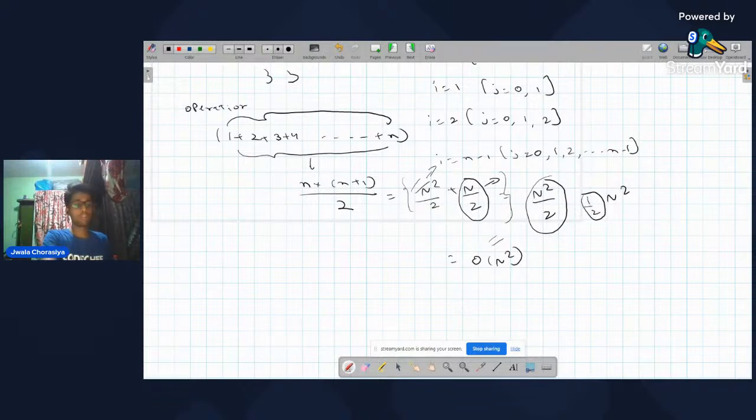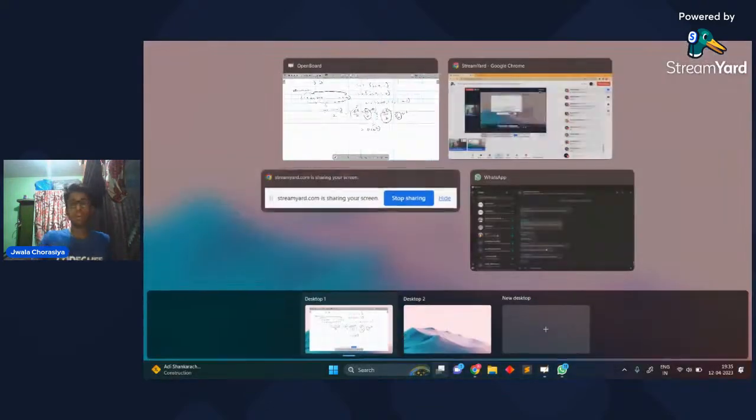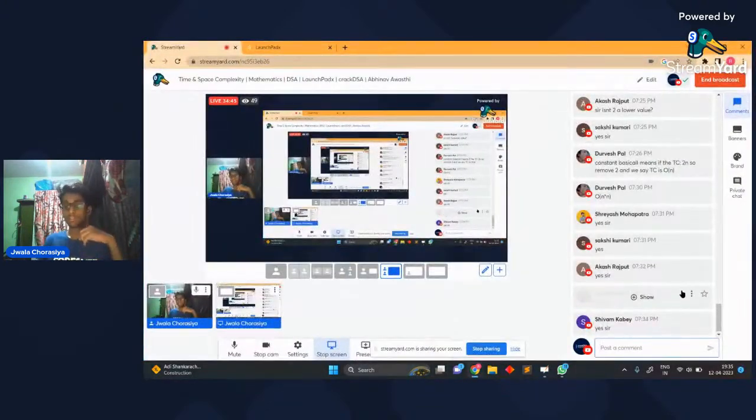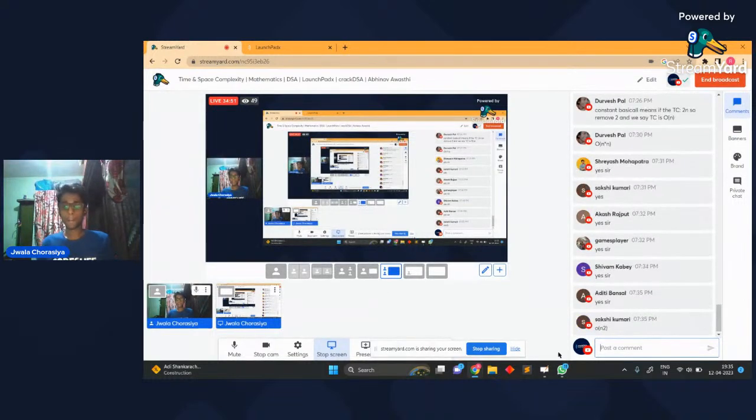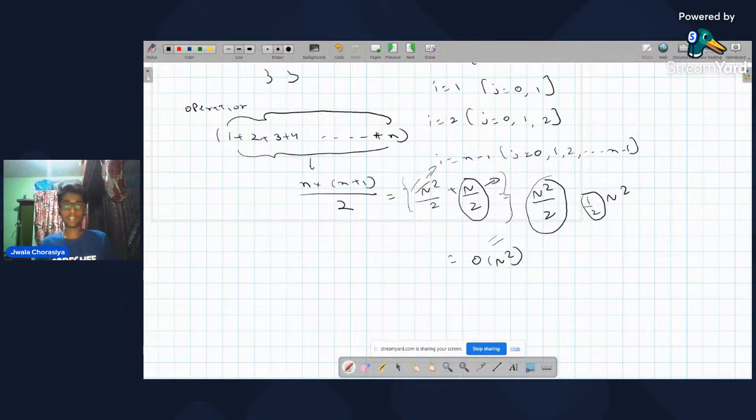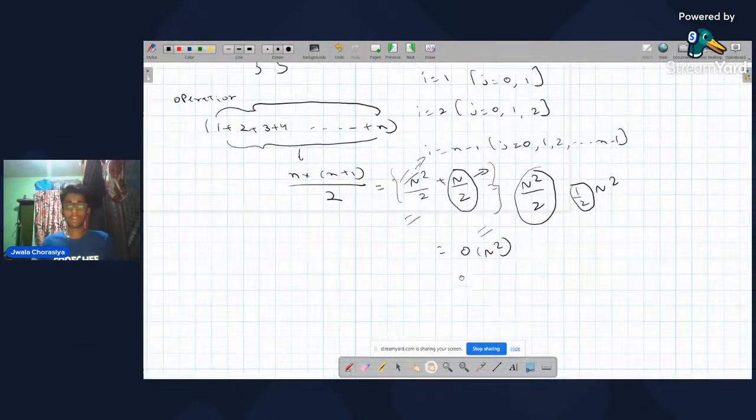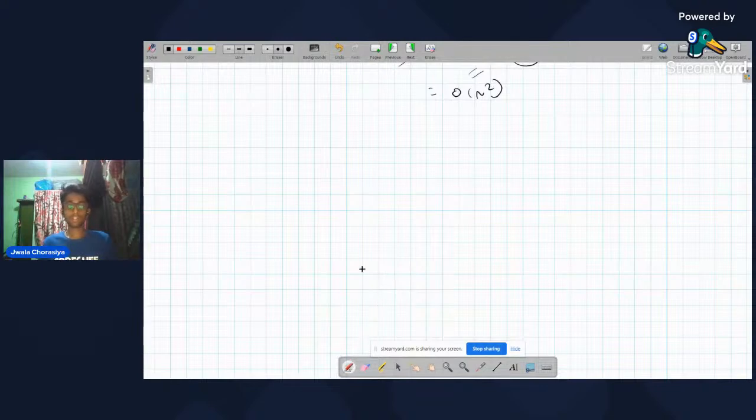We will take one more for log n time complexity. How does it work? Okay, clear? Yes, Sakshi, O of n square. Okay, this is O of n square time complexity. Let's move forward. Let's take one more question.